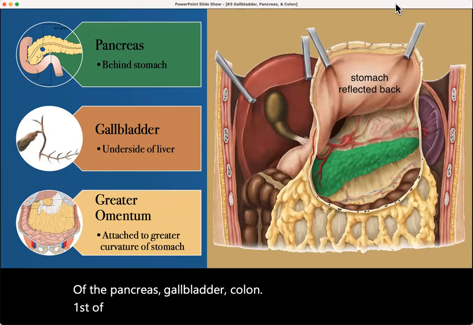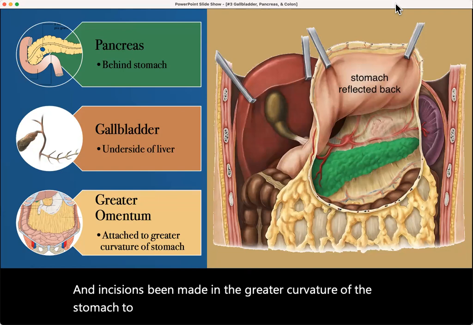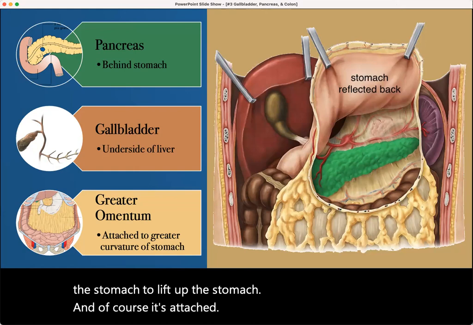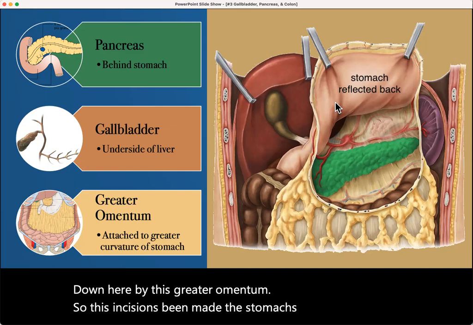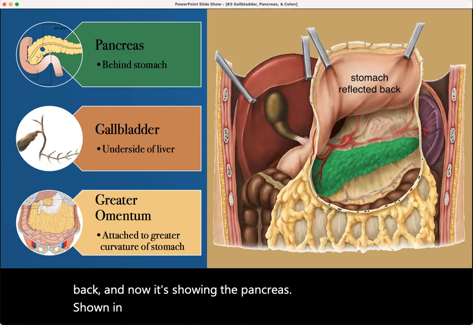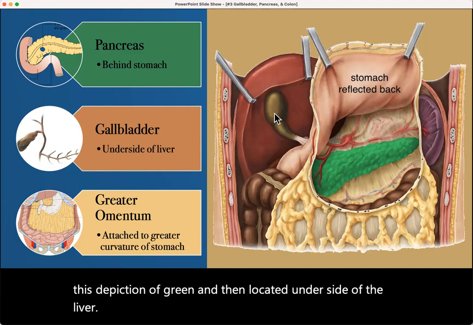First of all, the stomach is reflected back in this picture, and an incision has been made in the greater curvature of the stomach to lift up the stomach. And of course, it's attached down here by this greater omentum. So the stomach's been reflected back, and now it's showing the pancreas, shown in green, not actually its real color, but green in this depiction. And then located on the underside of the liver is the gallbladder.